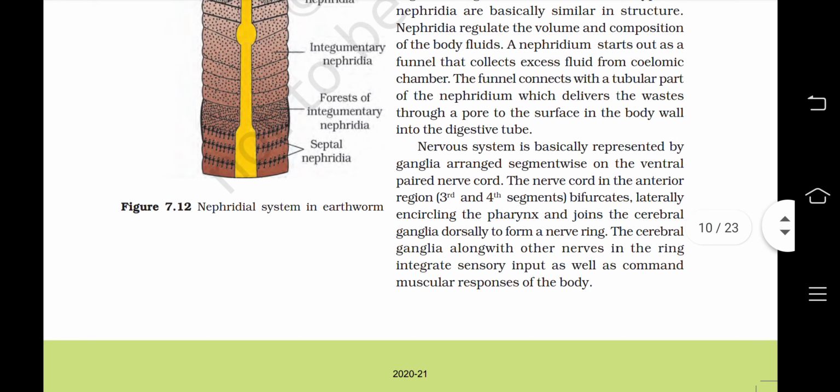Nervous system is basically represented by ganglia arranged segment-wise on the ventral paired nerve cord. The nerve cord in the anterior region, third and fourth segments, bifurcates, laterally encircling the pharynx and joins the cerebral ganglia dorsally to form a nerve ring. The cerebral ganglia, along with other nerves in the ring, integrate sensory input as well as command muscular responses of the body.